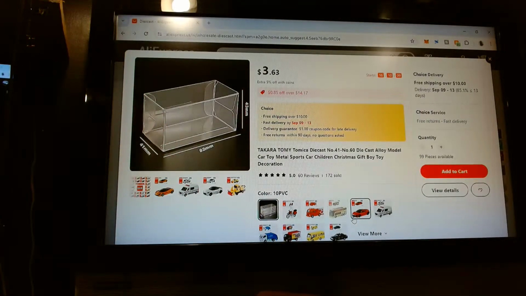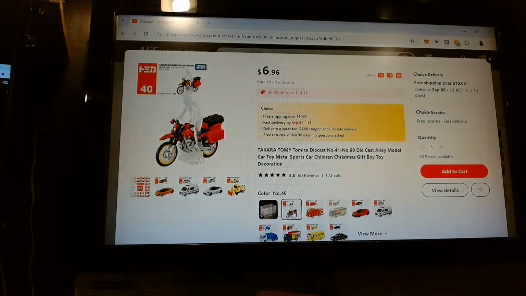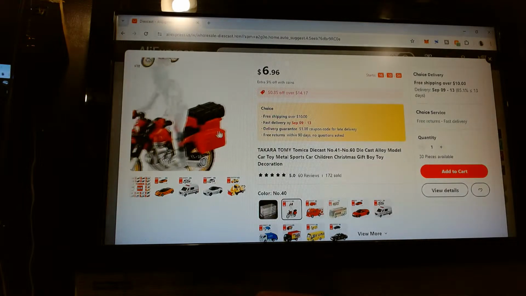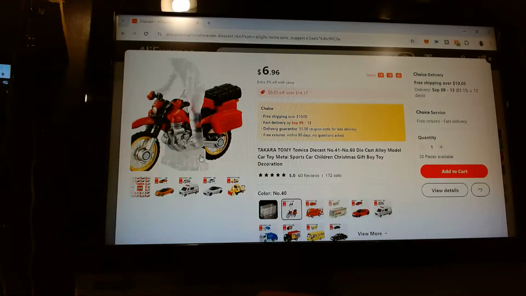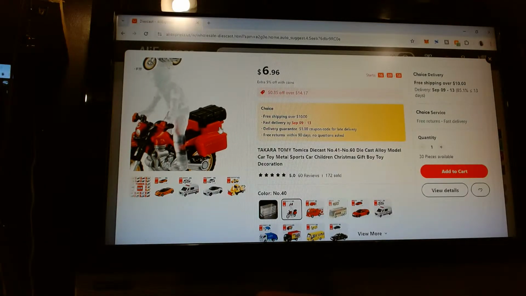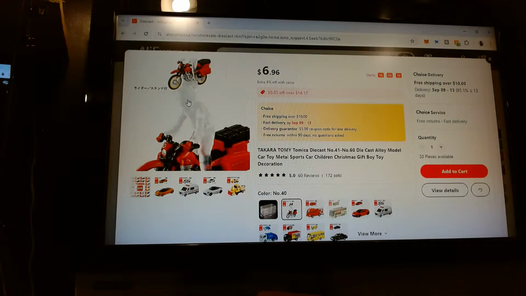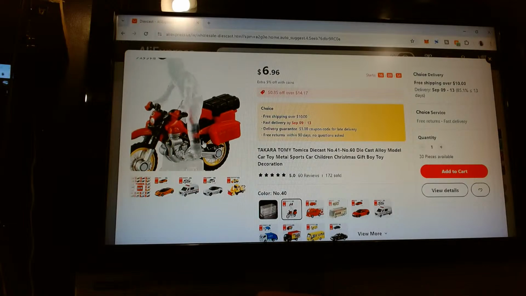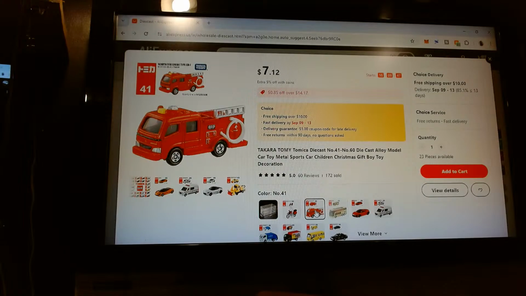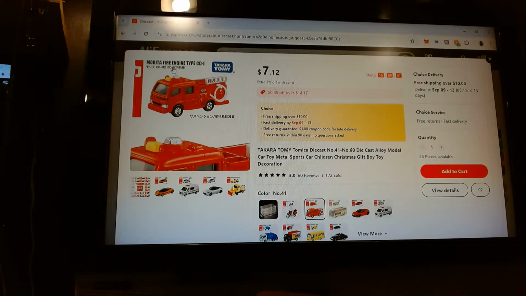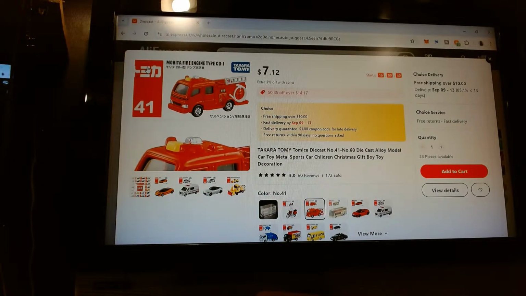So now when you want to go to the next, you have to click on the item, and then you'll see the actual price for these items. So for example, this case, this is a motorcycle here. I believe it does not come with a figure. It just put the figure there to show you what it would look like if you had a figure in it. And that's $6.96. And then of course you have all these types of vehicles like this truck. These are $7. And again, you've got to look at the scale. See, this one is not listing the scale now.